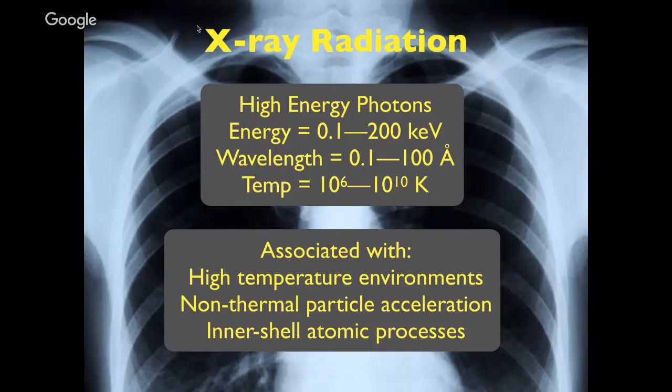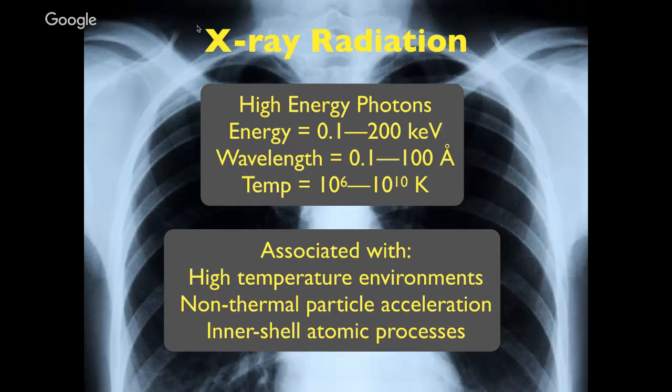High, and typically we're talking about 0.1 to 2, or a bit more keV. Are never very well defined. We're talking about kilo electron volts. Wavelengths between 0.1 to about 100 angstroms. If you use Wien's law, then you're talking about temperatures of between 1 million to 100 billion degrees. So we definitely associate X-rays with very high temperature environments.